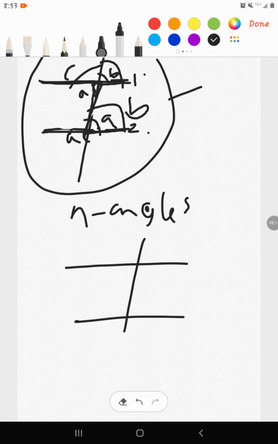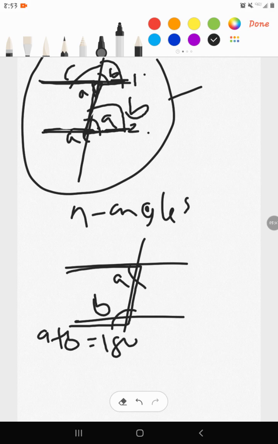Now, N angles. If you look at this, it forms an N. They will always give you 180 degrees. So if this is A and this is B, if you add A plus B together, it must give you 180 degrees. If this is C and this is D, if you add C plus D together, it must give you 180 degrees. So that is what N angles is talking about. Do you get?